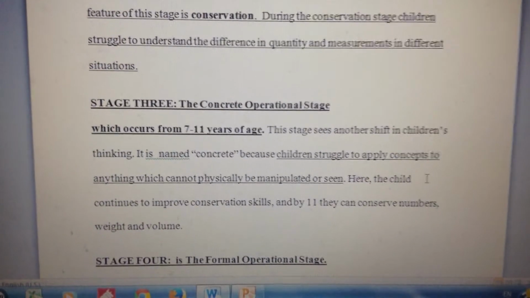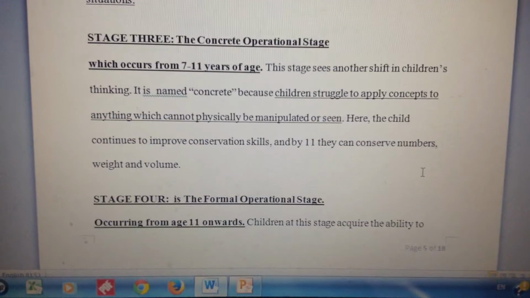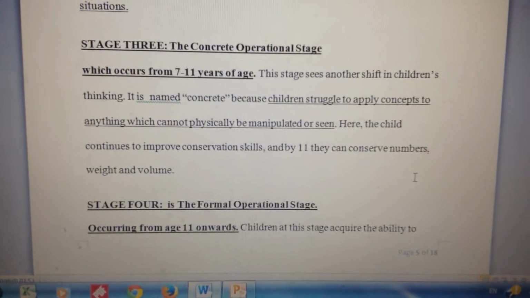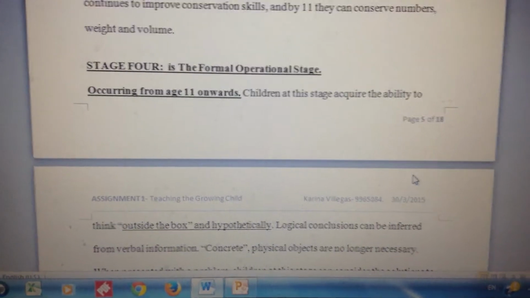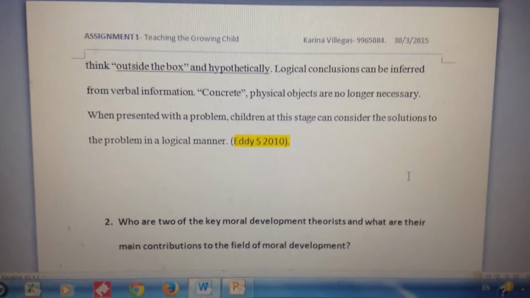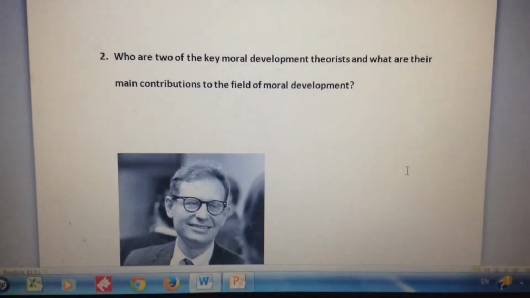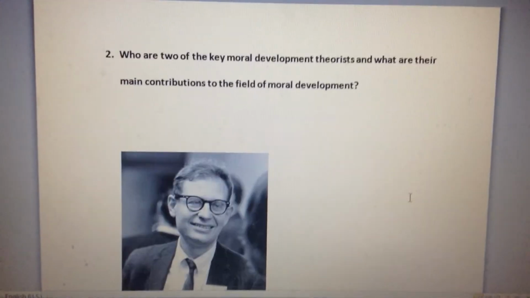Stage 3 is a concrete operational stage and occurs from 7 to 11 years of age, and they still need physical objects to manipulate in order to understand. So they need to see it or they need to touch it. Stage 4 is from 11 onwards, and here they can think outside the box and hypothetically, and they no longer need models or visual models or things that they can manipulate.